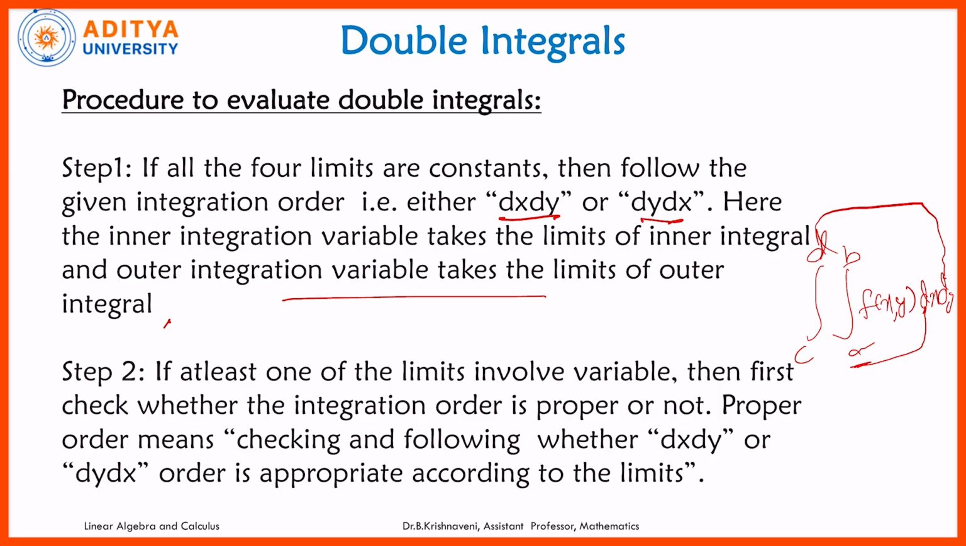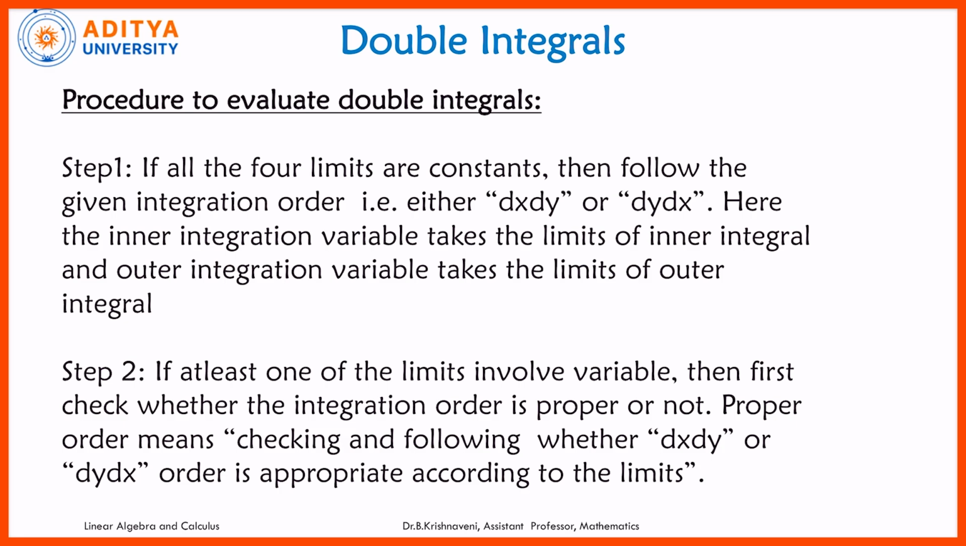Step 2. So what does step 2 mean? If at least one of the limits involves a variable, then first check whether the integration order is proper or not. That means first of all you have to see the limits of which variable they are taken. Suppose the limits are in terms of x, then they belong to y limits. If they are in terms of y, then they belong to x limits. After deciding this, we have to integrate first with respect to the variable which has variable limits, thereafter with respect to the variable which has constant limits.